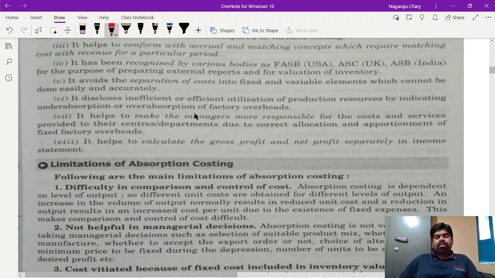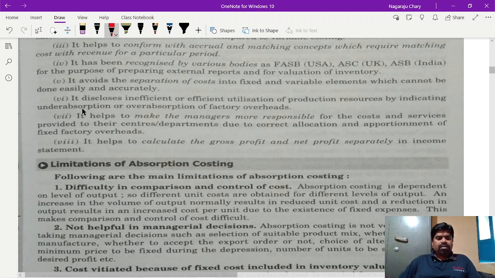So for external reports, we have to prepare these reports, and the boards have accepted this method. It avoids the separation of cost into fixed and variable elements, which cannot be done easily and accurately. Sometimes we may not segregate fixed cost and variable cost accurately. So that's why this is a good method. The total cost, whatever it is, is to be taken into consideration.